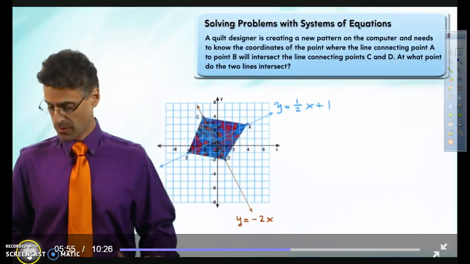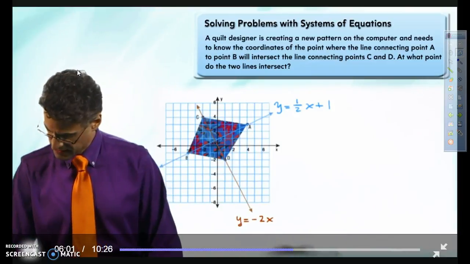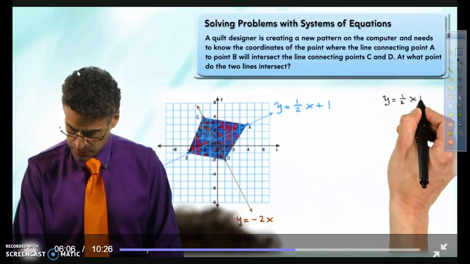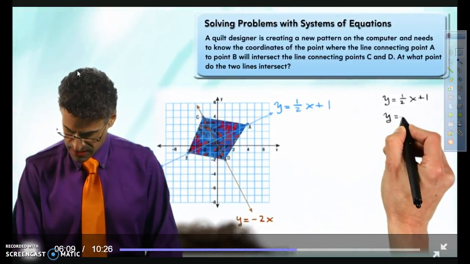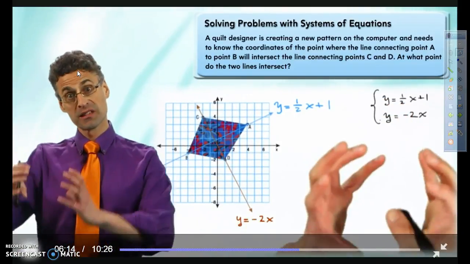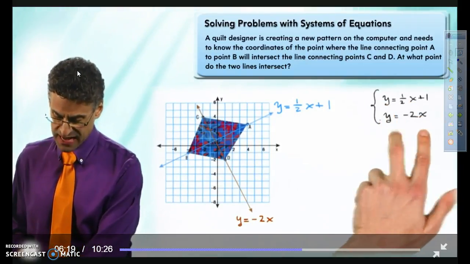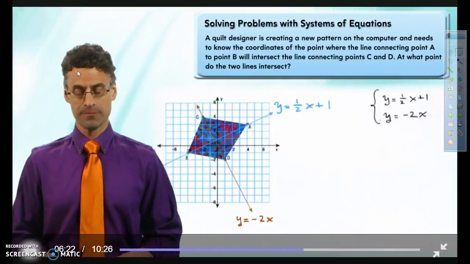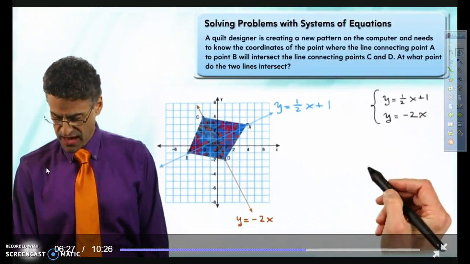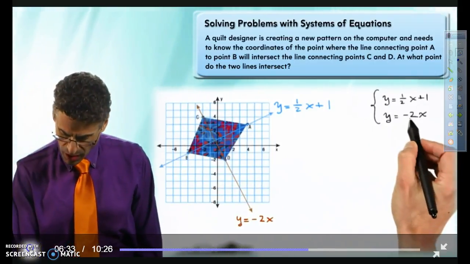Well, now we have our system of equations to solve. It is y equals 1/2 x plus 1 together with y equals negative 2x. I put those nice little curly brackets around it because it's the system of those equations. The pair x, y that satisfies both of these will be the place where they meet. So now let's just solve. We can substitute because I see that y equals this, but y equals that, so I can now just plug in in place of that y.